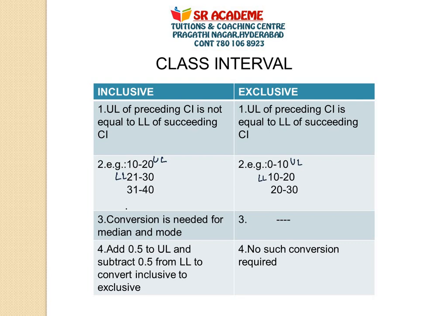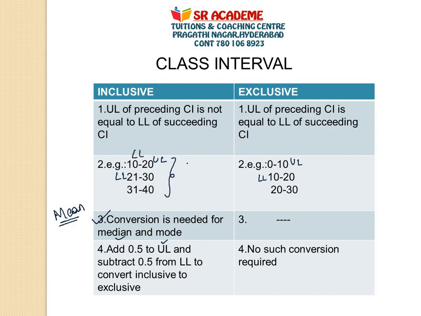Conversion is needed only for median and mode problems, which means what does this point say? For mean problems we need not convert. Conversion is only required for median and mode. How to convert? Add 0.5 to upper limit and subtract 0.5 from lower limit. See, if I want to convert it into exclusive class intervals, what I need to do? Add 0.5 to upper limit and subtract 0.5 from lower limit.